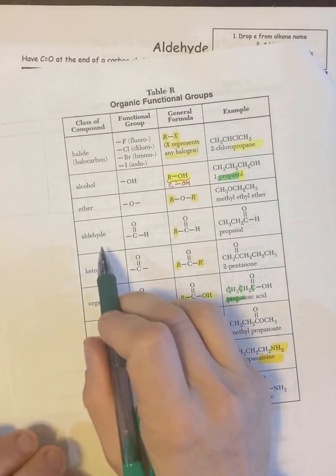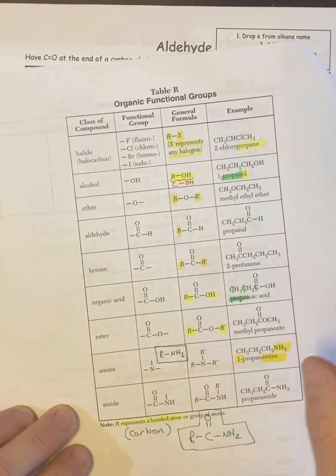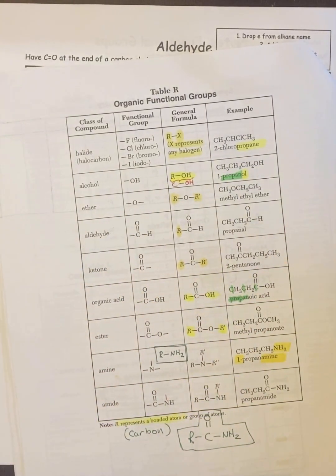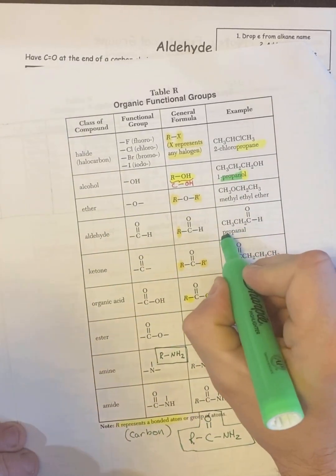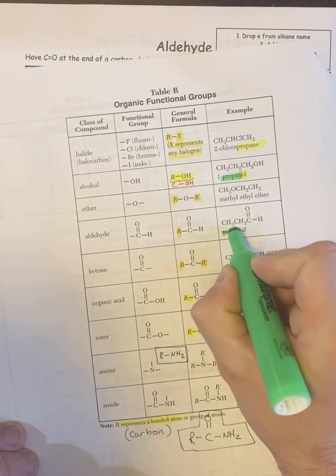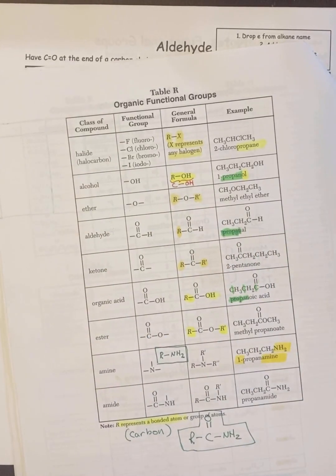And so aldehydes are right here. And if you notice, they would do 3 carbons in a row, so they would call it propane. And then they dropped the E just like normal, and they added the AL ending.